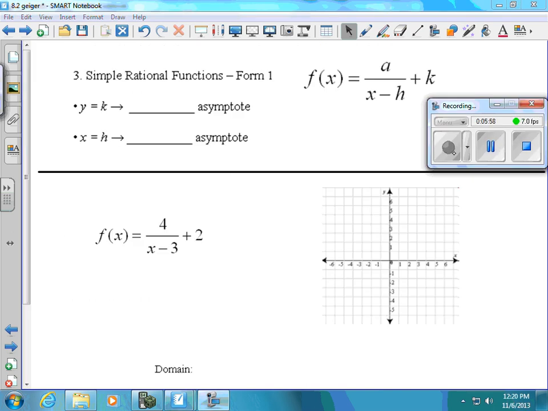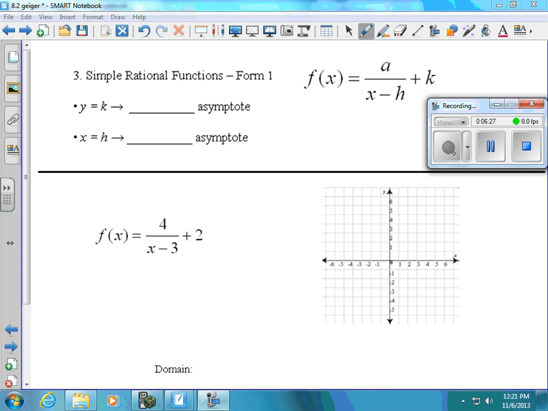So, based upon the parent function, I said we were going to move things around the plane. One way we can write a simple rational function that's not the parent function would be to write it in the form f of x equals a over x minus h plus k. The good news about this form, it's almost like a vertex form of a quadratic. Basically, it gives you your horizontal and your vertical asymptote.